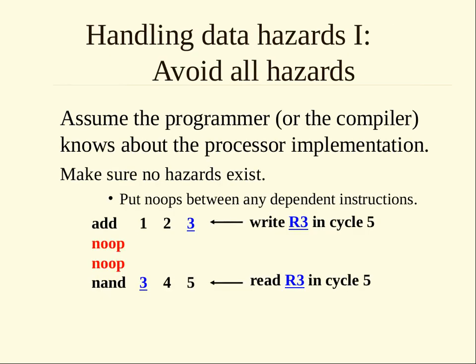So avoid. Assume the programmer or compiler knows the processor implementation, aka you know that it's a 5-stage pipeline, so you just put no ops in between this add and this NAND, and that gets rid of the hazard, right? Because by the time this instruction executes, you have the value. Right? Sounds great. What would be the problem with doing this? Your compiler would do that. Yes. Why is this a terrible idea?